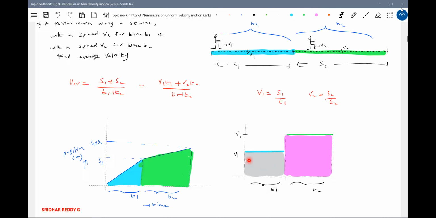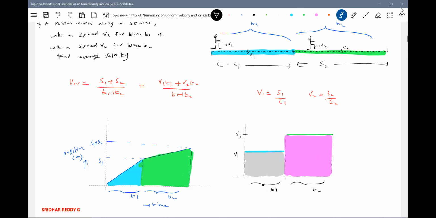What is the area? V1 into T1. Then what is the area of this? V2 is the height and length is T2, no? So V2, T2 will be the area of this pink color region. V1, T1 is the area of this one. The area in VT graph, velocity versus time graph, what will it give? Displacement or distance covered, since it's motion along a straight line. So this should be equal to distance covered.